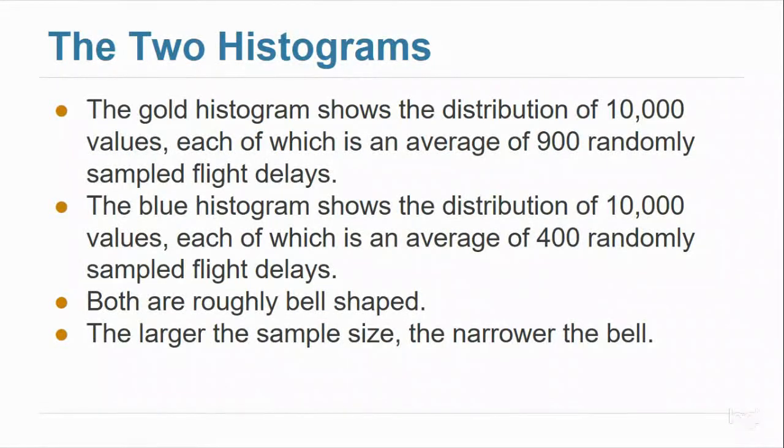The gold histogram shows the distribution of 10,000 values, each of which is an average of 900 randomly sampled flight delays. The blue histogram shows the distribution of 10,000 values, each of which is an average of 400 randomly sampled flight delays. Both of these histograms are roughly bell-shaped. The larger the sample size, the narrower the bell.